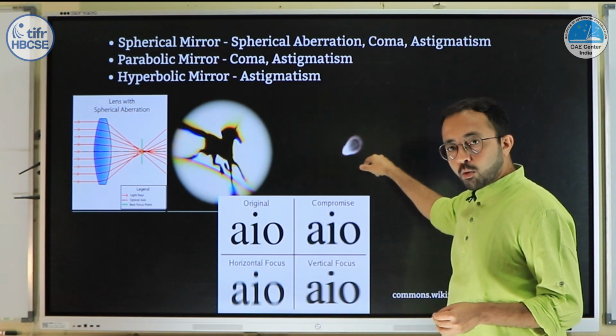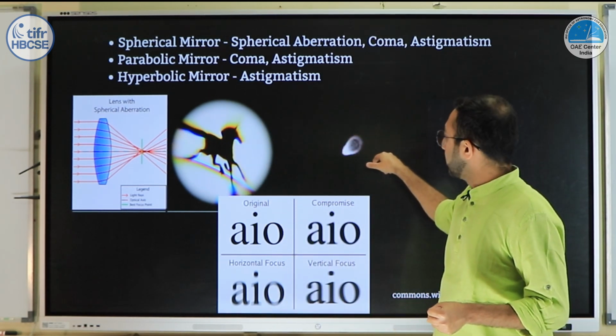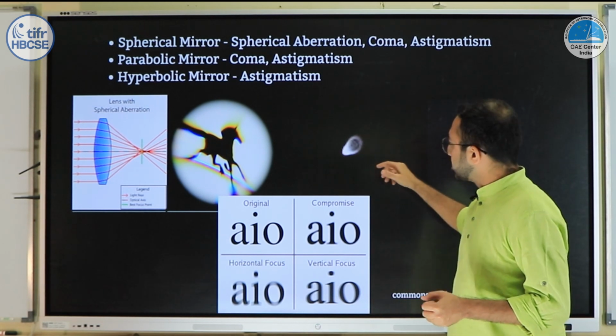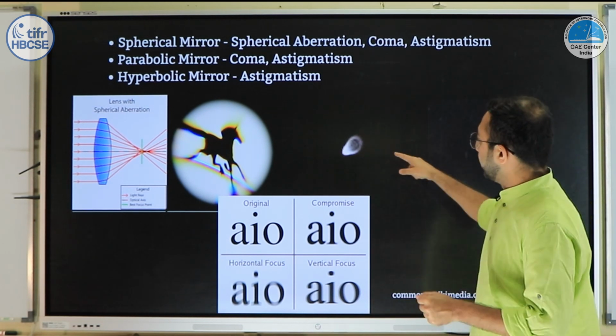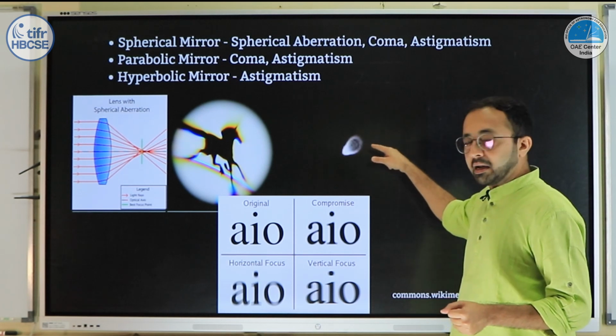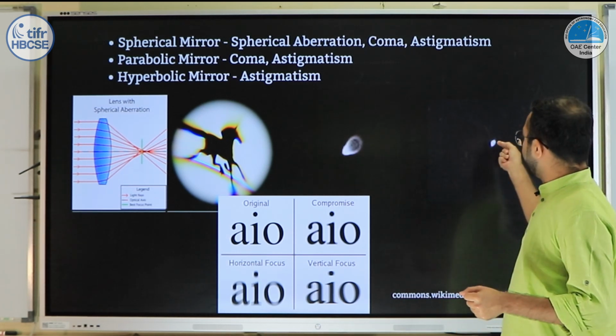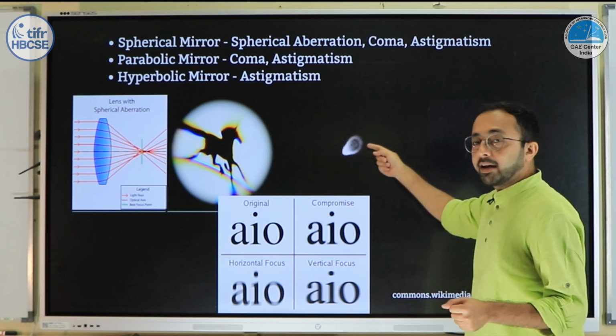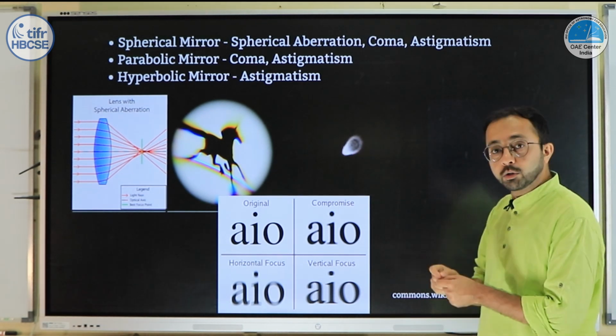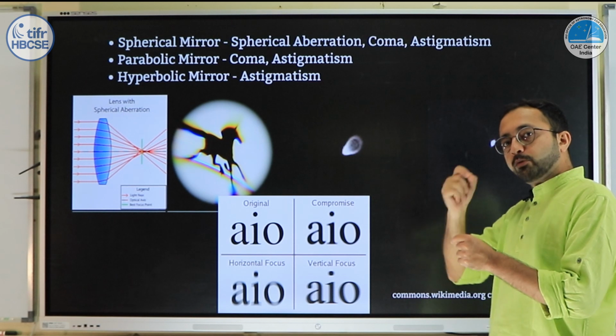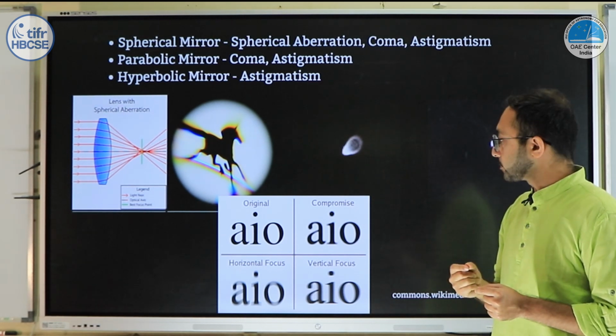Then you have coma in such mirrors. That means the objects which are towards the periphery will appear like an extended thing. Let us say if it is a star, it looks like a tail-like structure has been added to the star, especially the stars which are at the periphery of the field.